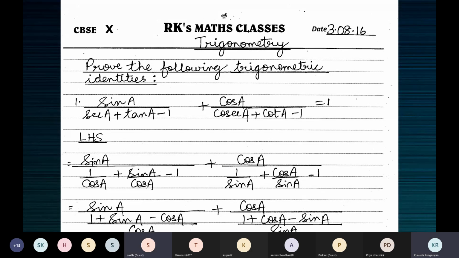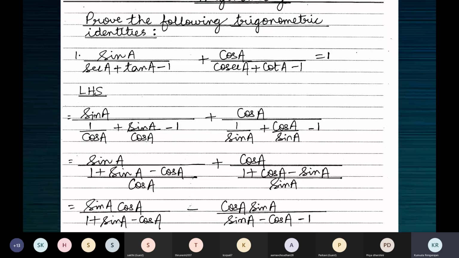What will be the next step? After that, we want to take the cos A to the numerator, ma'am. So it will become sin A into cos A by 1 plus sin A minus cos A, ma'am. Plus cos A into sin A by 1 plus cos A minus sin A, ma'am. Very good, Shakti. Yes, that is the next step. Shakti's answer is right.